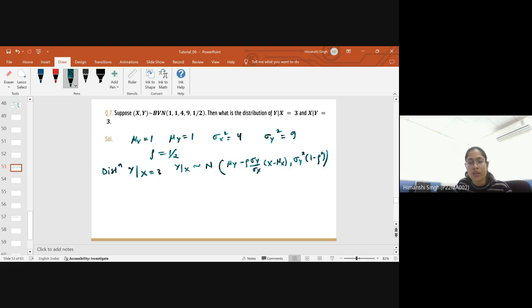So the value of x is 3 here. The mean will be: mu y is 1, rho is 1 by 2, sigma y is 3, sigma x is 2, and x is 3 minus mu x which is 1. Okay, so this will be the mean. And what will be the variance? Sigma y square will be 9 into 1 minus 1 by 4.